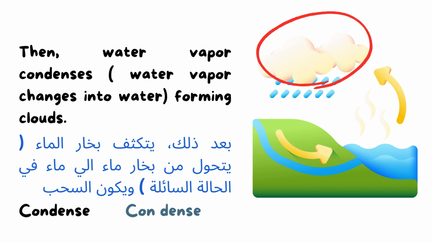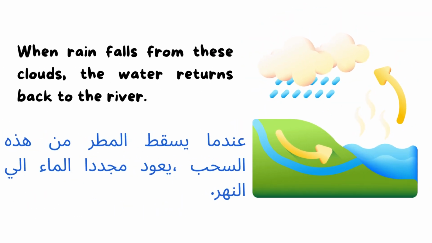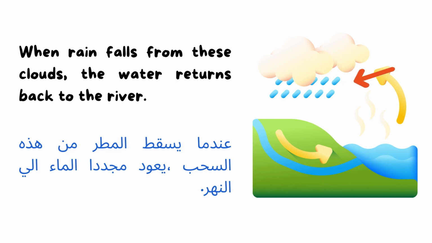So here we have clouds, and the rain falls from these clouds. The water returns back to the river. So what we saw is the water cycle: the water flows to other water bodies, it evaporates and then it condenses, forming clouds, and the rain falls from these clouds on the rivers again. So this is the water cycle. With this information we finished our lesson.